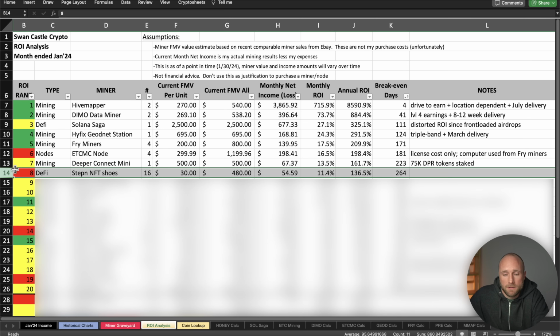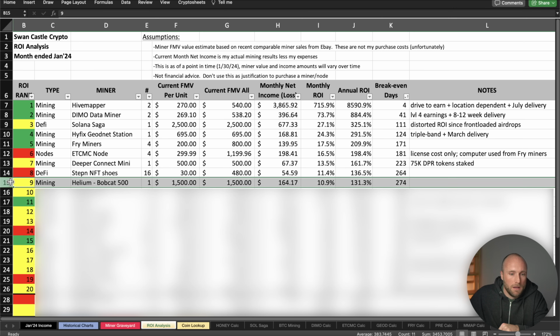Number eight, Step in NFT Shoes, Move to Earn. This project really is not sustainable. I would stay away from Step in unless you really enjoy walking. You get much more out of walking than making money with this project, obviously.